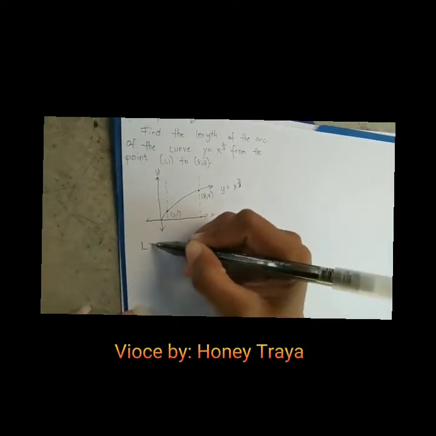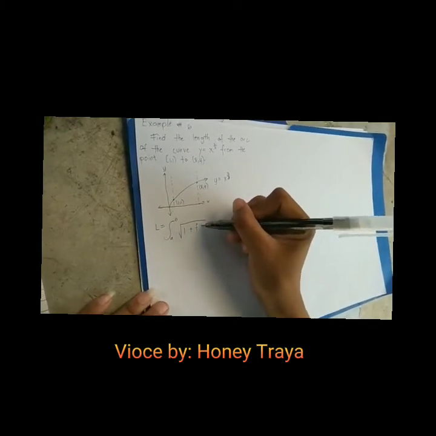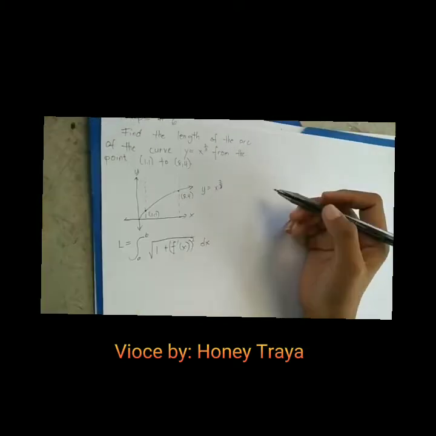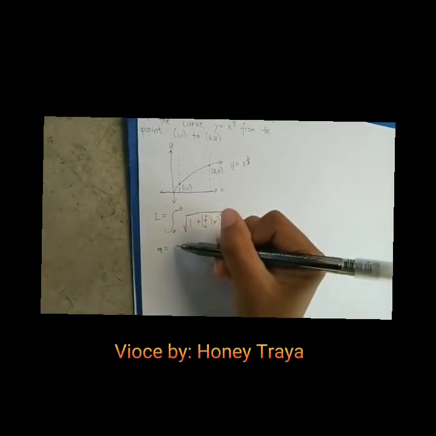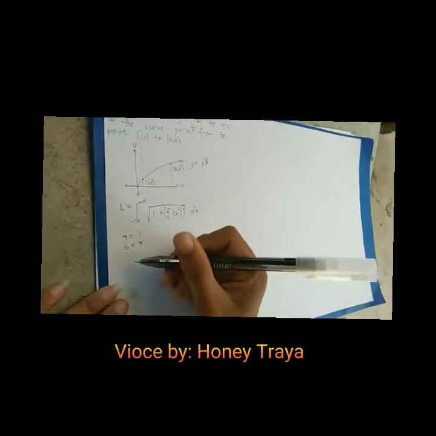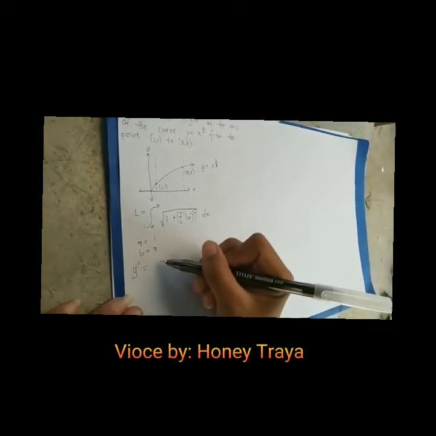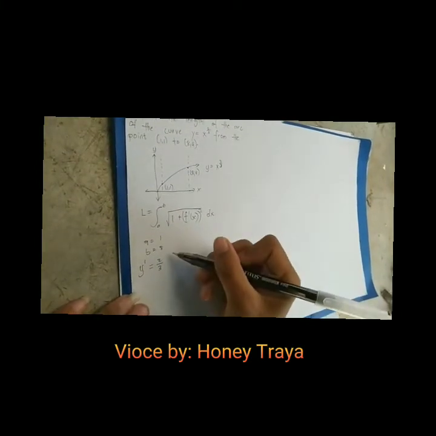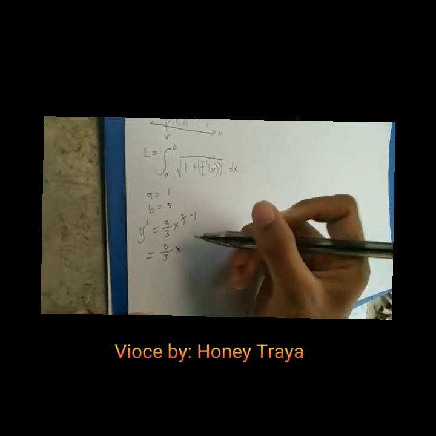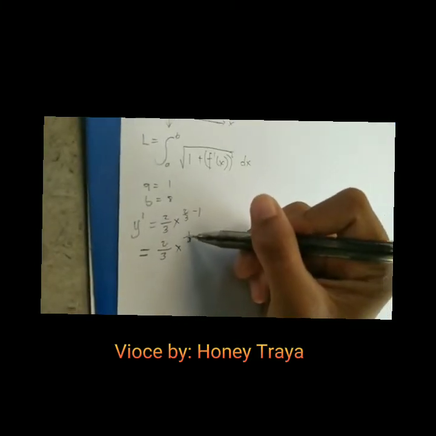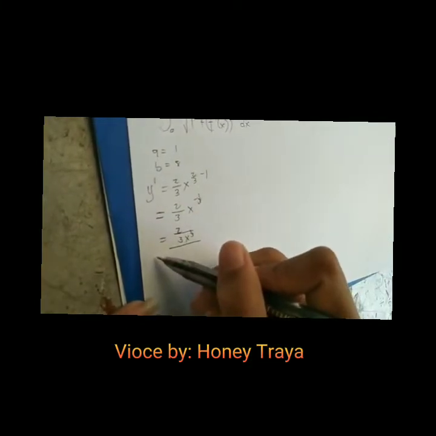So we're going to use the formula of the length of arc: the integral with limits a and b of the square root of 1 plus f prime of x squared dx. To determine what numbers could be a and b, we have to look here and here. So our a is 1 and b is 8. Next, we're going to solve the derivative of x raised to the power of 2/3. So y derivative is equals to 2/3 x raised to the power of 2/3 minus 1, which is equals 2/3 x raised to the power of negative 1/3. The negative 1/3 we move to the denominator. So it becomes 2 over 3 times x raised to the power of 1/3. This is our derivative, y derivative.